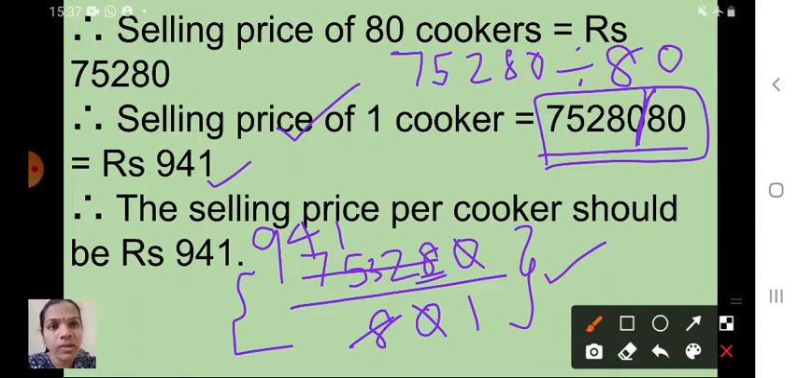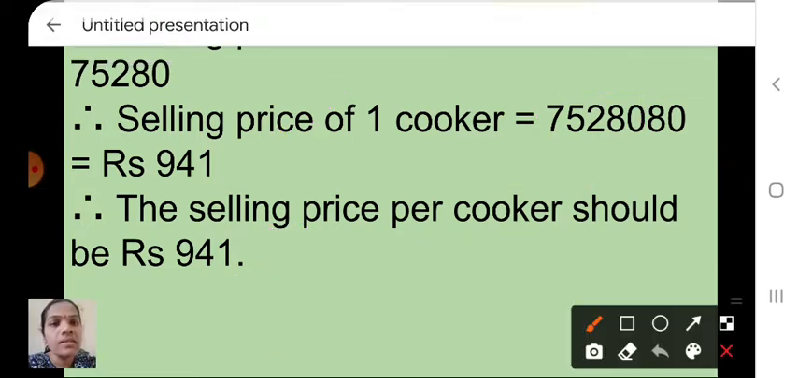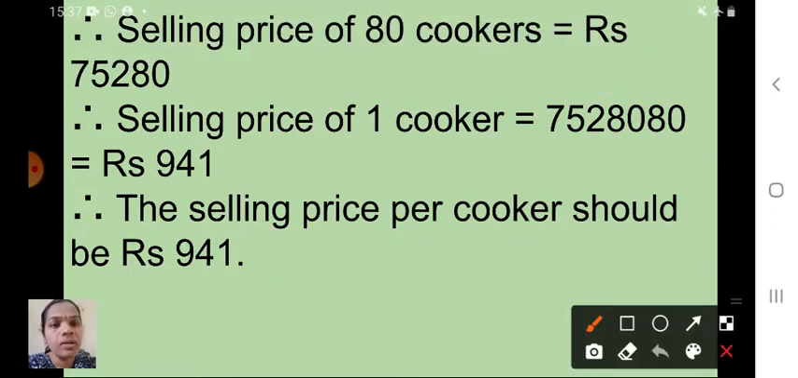So why we have to find this one? Because in your textbook the selling price of one cooker only they are asking. So the final answer, selling price of one cooker, it should be 941 rupees. So children, this sum, what did you find first? Yes, we have to find first total cost price. Afterwards what? Selling price we have to find. Profit we know already. So selling price how we have to find? Total cost price plus profit.